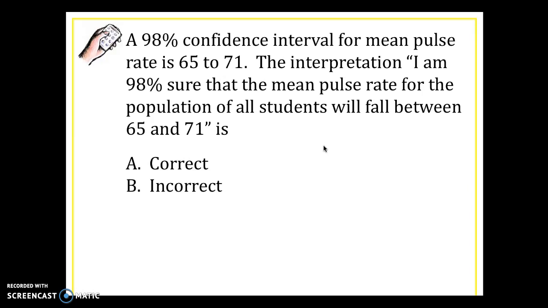All right, same confidence interval. What about the interpretation: I am 98% sure that the mean pulse rate for the population of all students will fall between 65 and 71. And that is correct. We're 98% sure or confident that the mean pulse rate for all students, the population parameter, will fall in this interval.